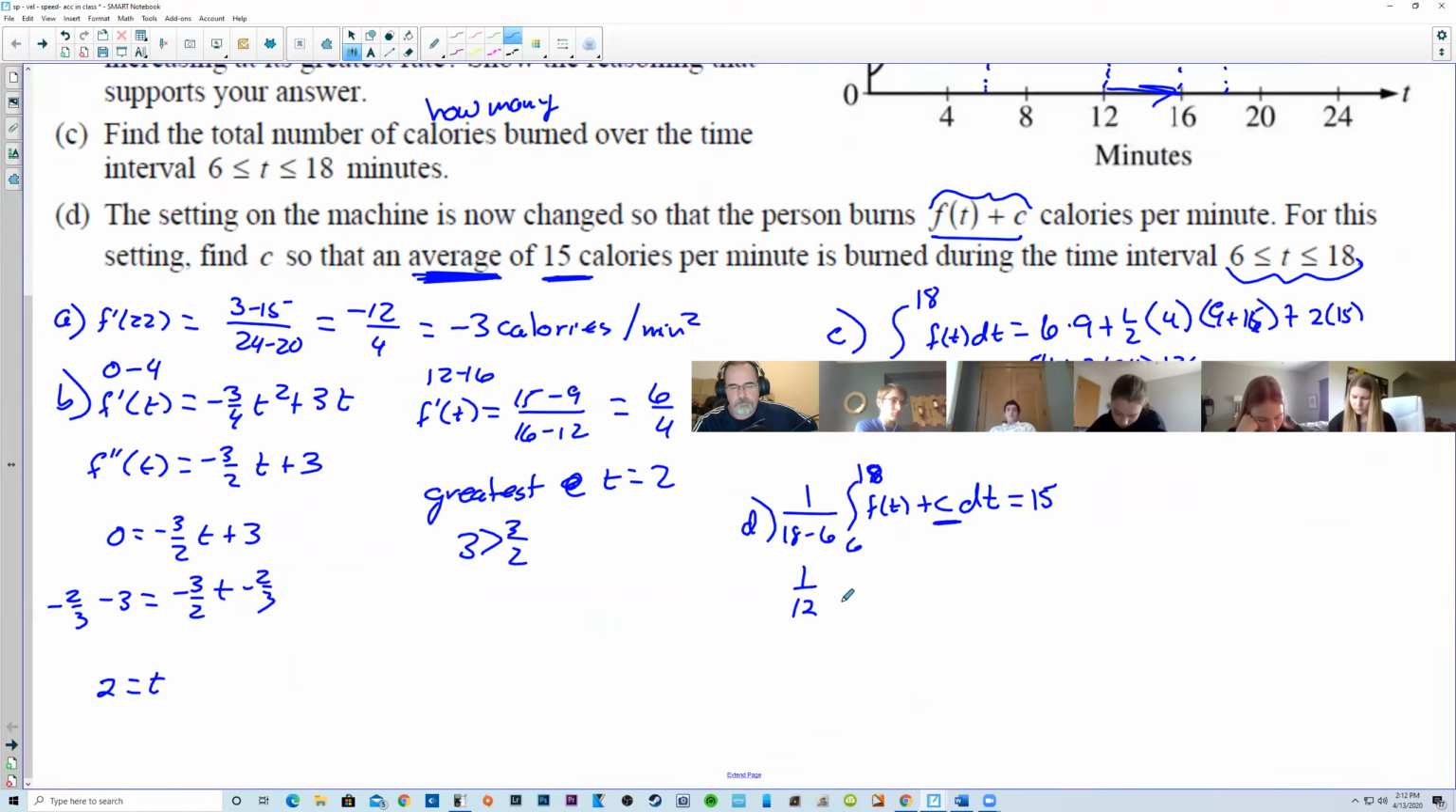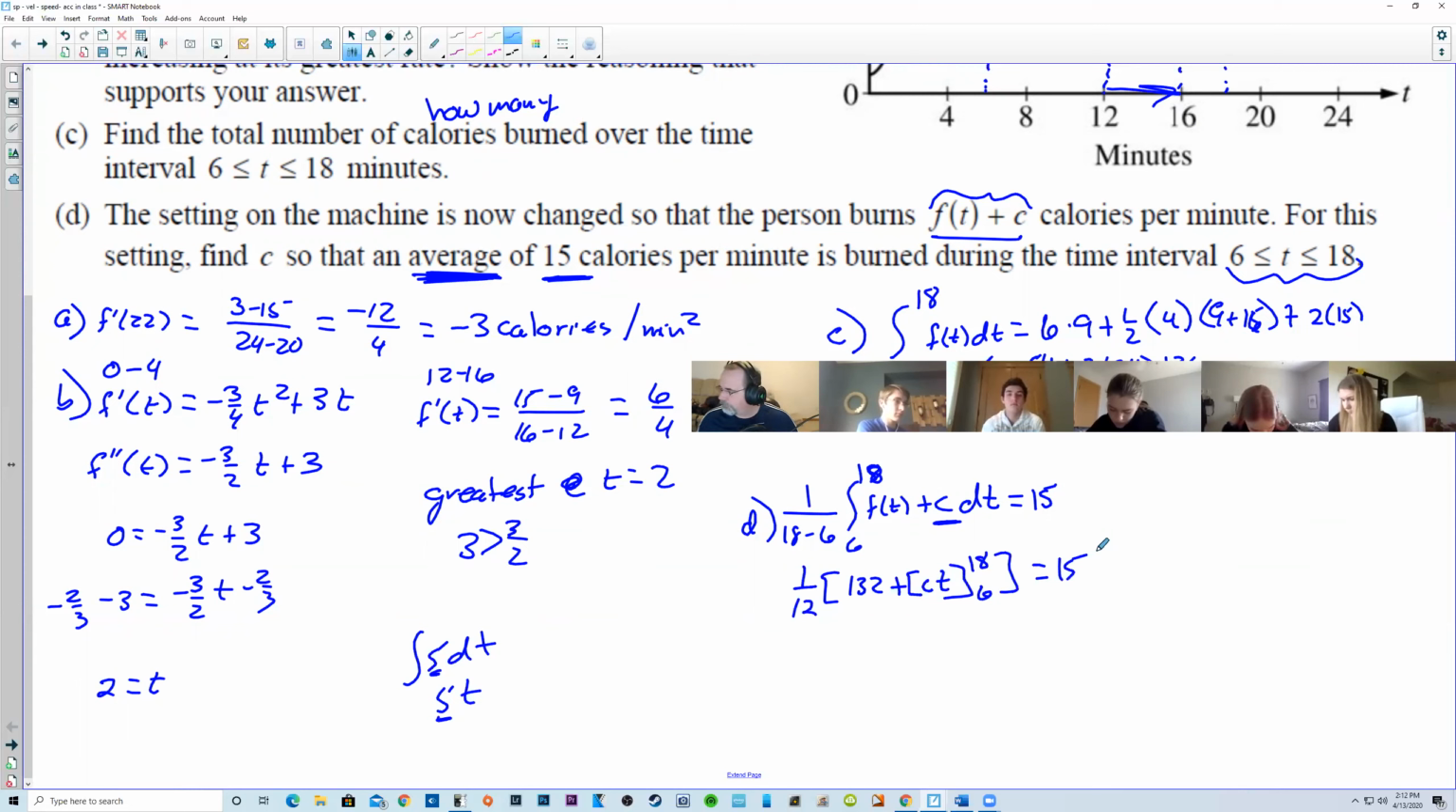So 1/12. Let's not reinvent the wheel. The integral from 6 to 18 of f of t ended up being 132. That's times 132 plus the integral of c with respect to t, which is ct. Like the integral of 5 with respect to t is 5t. Well, there we know what the constant is. Here we don't know what the constant is. Now that's from 6 to 18. And that should be equal to 15.